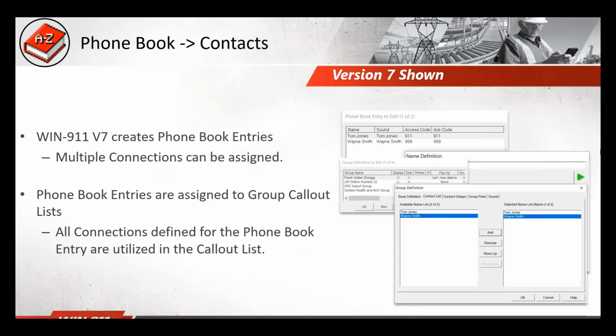Another key difference from version 7 is the way we've reorganized the phone book. In version 7, you had individual connections, like an email address or a phone number that belonged to a phone book entry. So here I've got Tom Jones and Wayne Smith. That value Tom Jones actually is a container for Tom Jones email and Tom Jones voice and Tom Jones mobile app. And in the group definition in version 7, you placed Tom Jones in the list. What you were really doing was placing all of those connections that belong to Tom Jones in that list. But we didn't give you a degree of granularity.